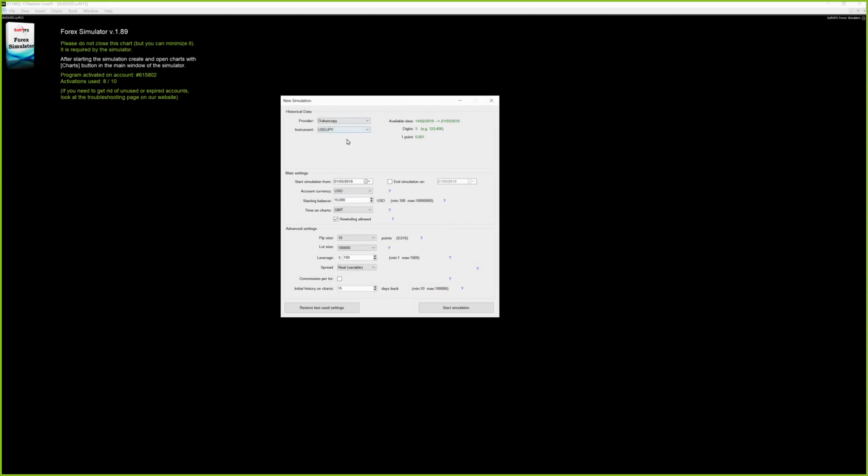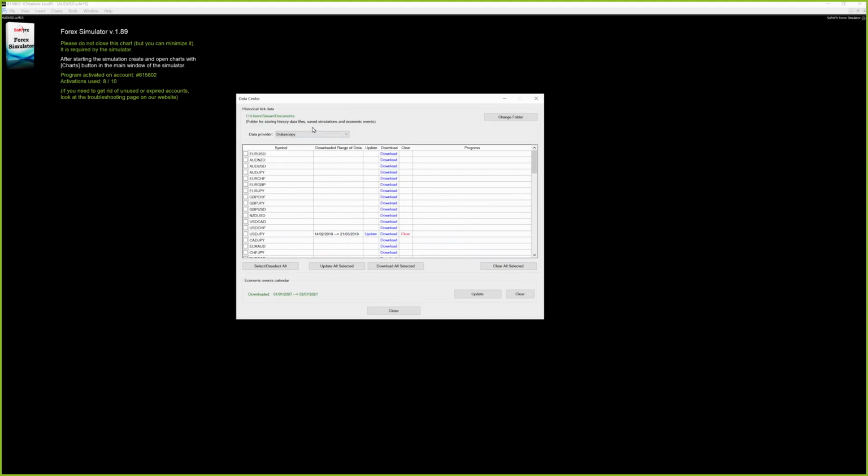New simulation. Pound yen is probably over here. TrueFX. Oh, not over here. MetaTrader. Oh, okay. Data center. Dukascopy and pound yen. I guess we'll have to download it. Pound yen, where's it? GBPJPY. GBPJPY, download last two years of data. Okay.